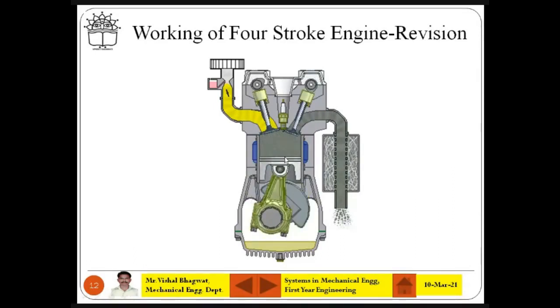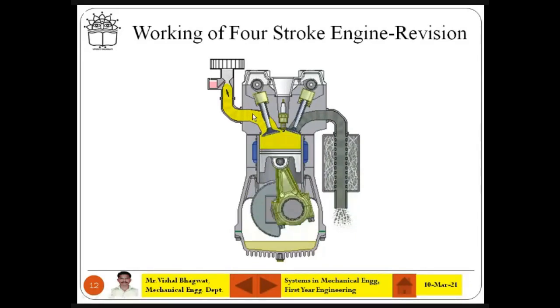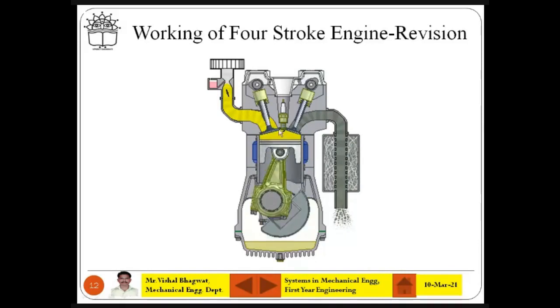See the power stroke once again. You see compression, see suction, compression, power. Understand? Once again you check: suction first stroke, compression second stroke, and power stroke third. Okay, and after burning the fuel, exhaust valve is kept open and all the burned gases will be sent out. That is the 4th stroke.